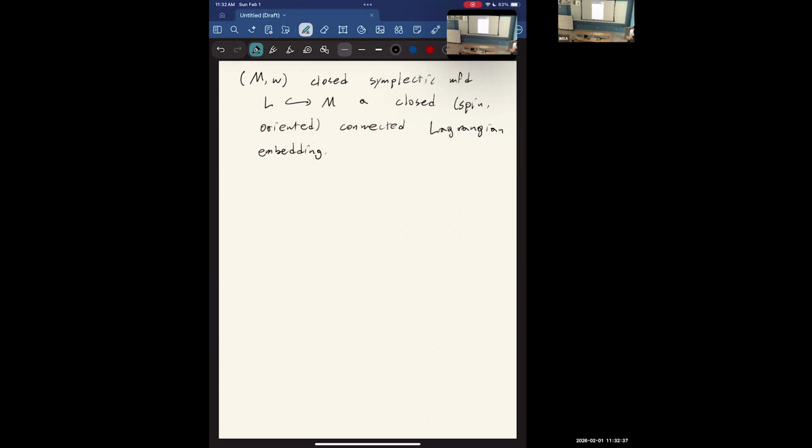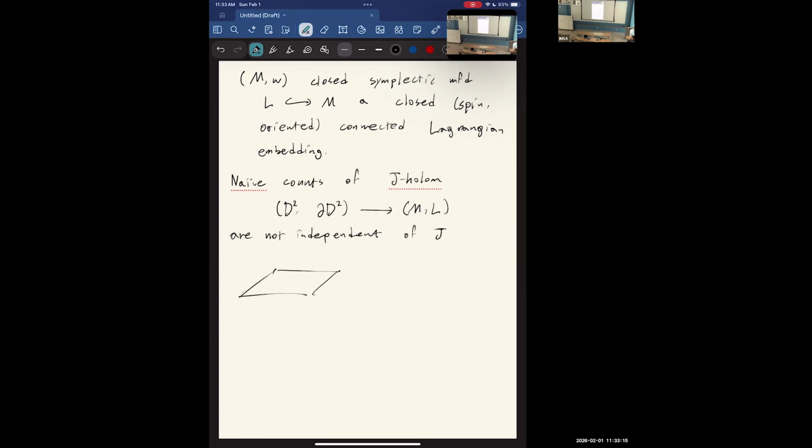Okay. And so like we saw in Tobias's talk, one thing that you see here is that if you try to take naive counts of J-holomorphic disks with boundary on L, these are not going to be invariants of the almost complex structure.